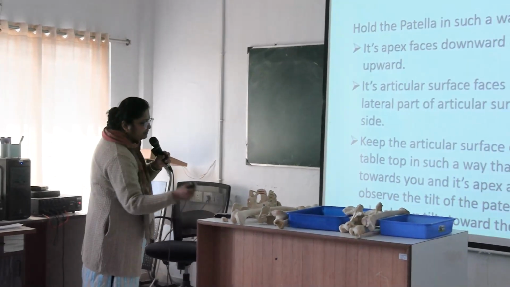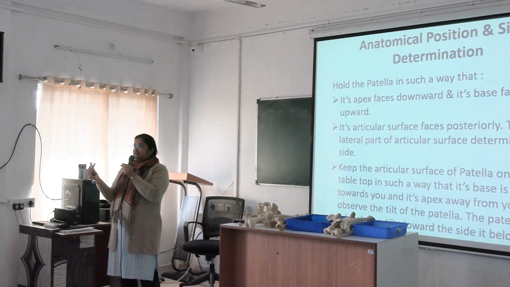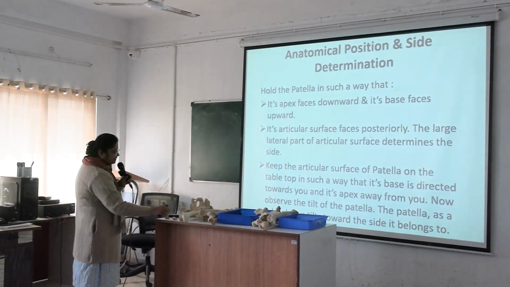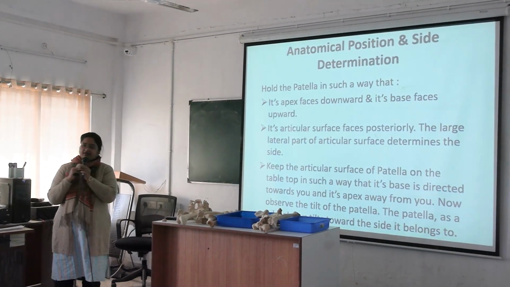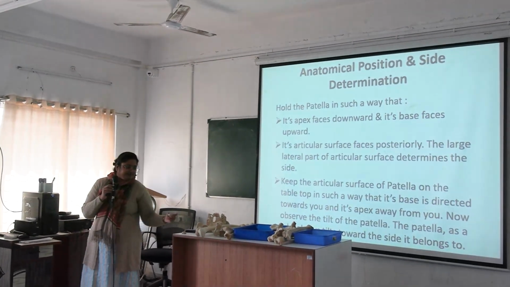In bones Viva table, you have to determine the side and hold it in anatomical position. Hold it with your hand, single hand near the apex. This is anatomical position of the patella. Okay, right patella. A left patella, you hold it with your left hand. Left patella. Okay, understood.